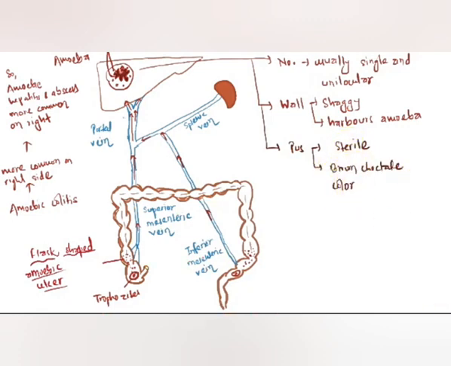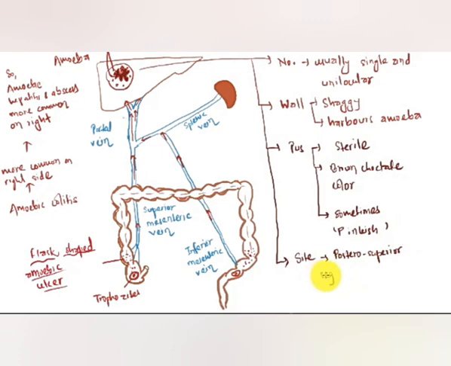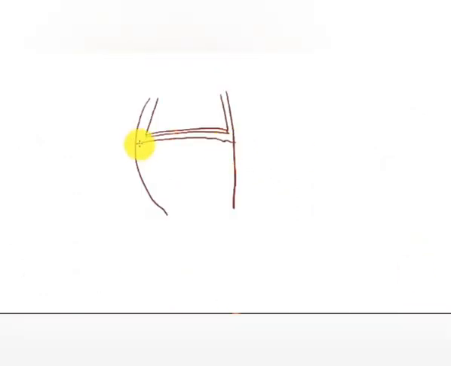It is brown chocolate color and sometimes it is pinkish. Classically, it is described as anchovy sauce appearance. Talking about the site, it is present on the posterior superior segment of the right lobe of the liver.